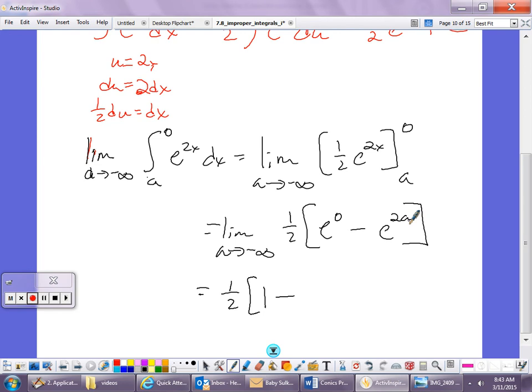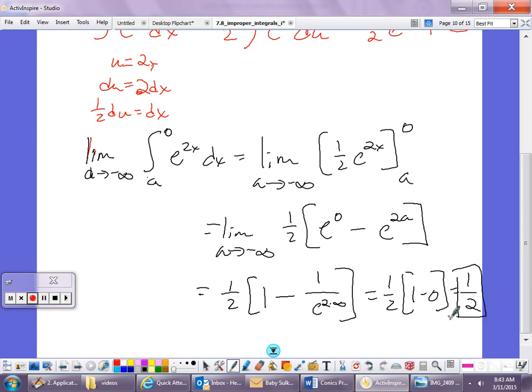So e to the negative infinity, that's the same as 1 over e to the infinity, or in this case, 1 over e to the 2 times infinity, which is really no different. So you can think of it kind of like 1 over e to the 2 times infinity. And this whole term is going to be 0, so I'm just left with 1/2 times 1 minus 0, which is obviously just 1/2. So I've got a finite limit.